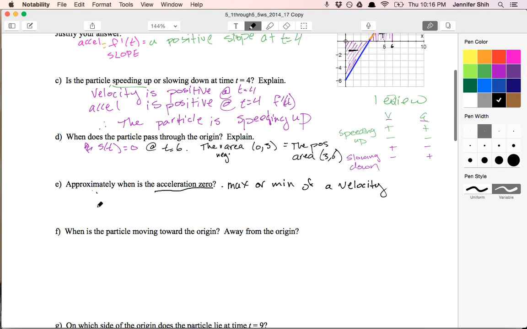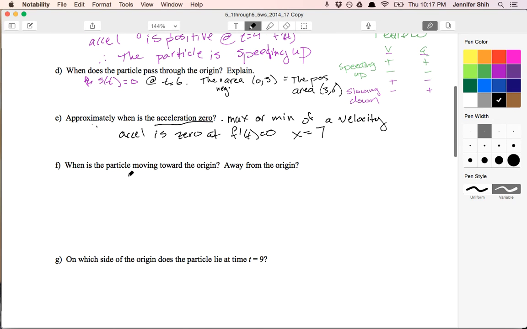So the acceleration is 0 where f prime of t is equal to 0, which is either a maximum or minimum, and that is at x equals 7. Okay, when is the particle moving towards the origin?